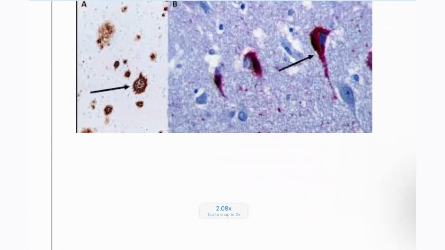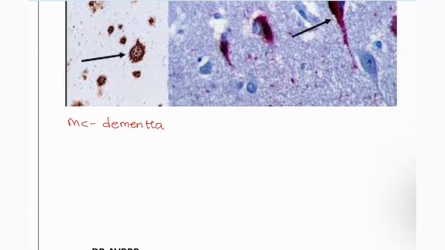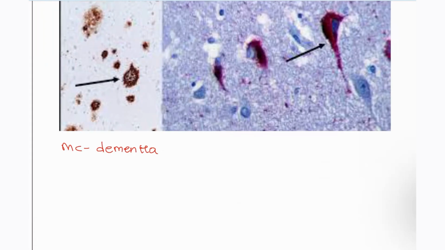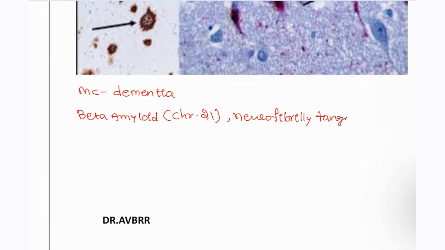So what happens in the Alzheimer's condition? This is the most commonly seen of the dementia types. Okay, this is the most common dementia type. So these are known as beta amyloids. Most commonly associated with the beta amyloids in the patient. And if it is familial, it is due to chromosome 21 involvement. And also neurofibrillary tangles will be seen in this patient, right?